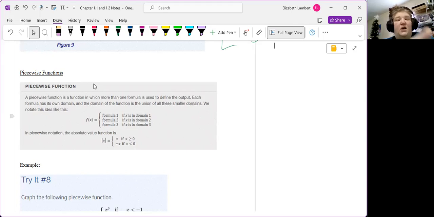We say the absolute value of x is going to give us whatever x is if x is greater than or equal to 0. So when x is positive or when x is 0, we get that number out. If x is less than 0, if x is negative, then our output is going to be the opposite of x, meaning the opposite of a negative would be positive. So it'll give us back the positive number that we expect with absolute value.